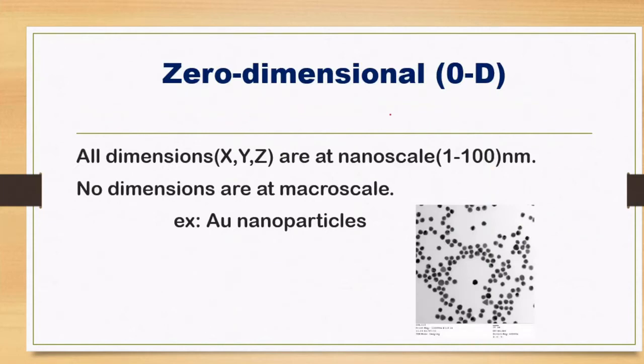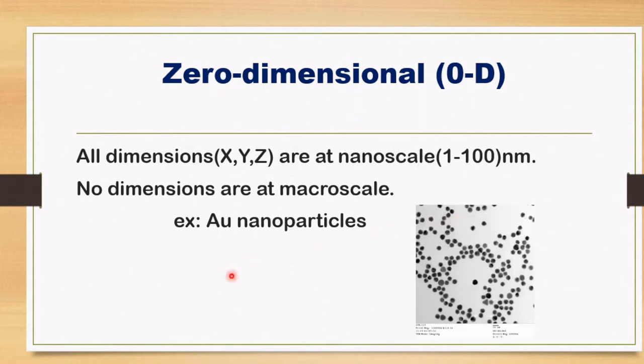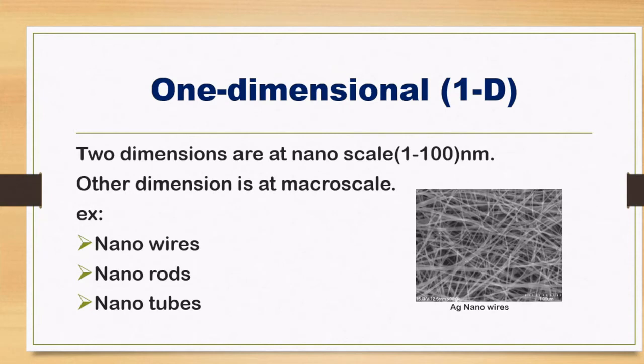so 0-dimensional or 0D. All dimensions X, Y, Z are at nanoscale, 1 to 100 nanometers. No dimensions are at macro scale. Example, gold nanoparticles. This is gold nanoparticles. 1-dimensional, 1D. Two dimensions are at nanoscale, 1 to 100 nanometers, and the other dimension is at macro scale.